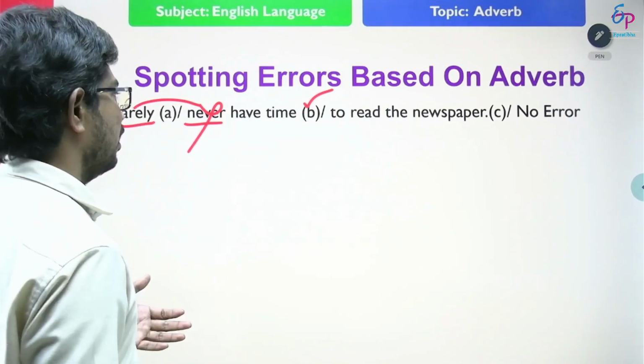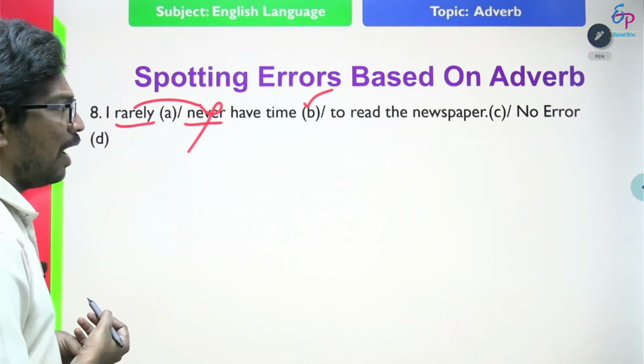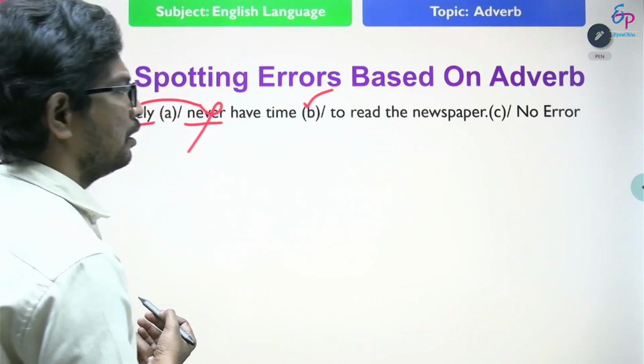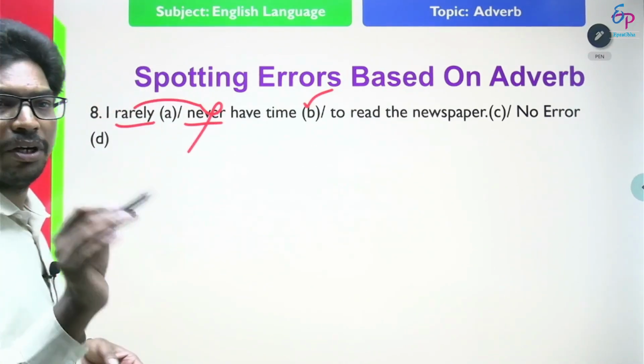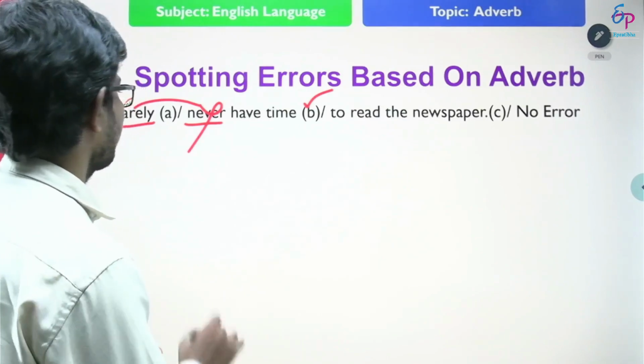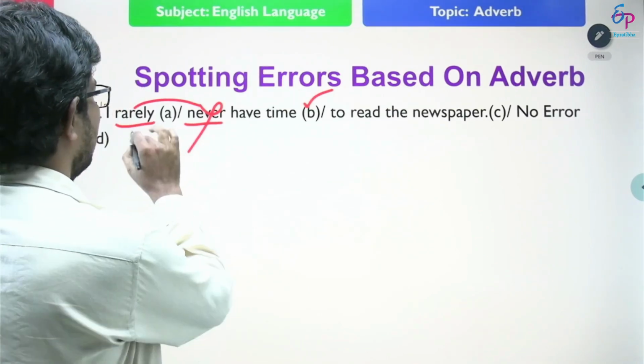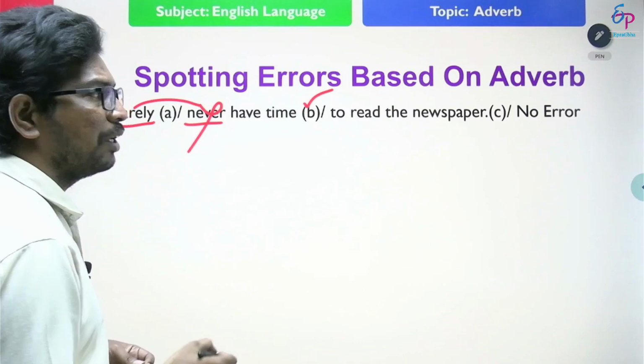I rarely have time to read the newspaper. It is correct. Error is at B. Double negative words are not used together. I rarely have time to read the newspaper is correct.